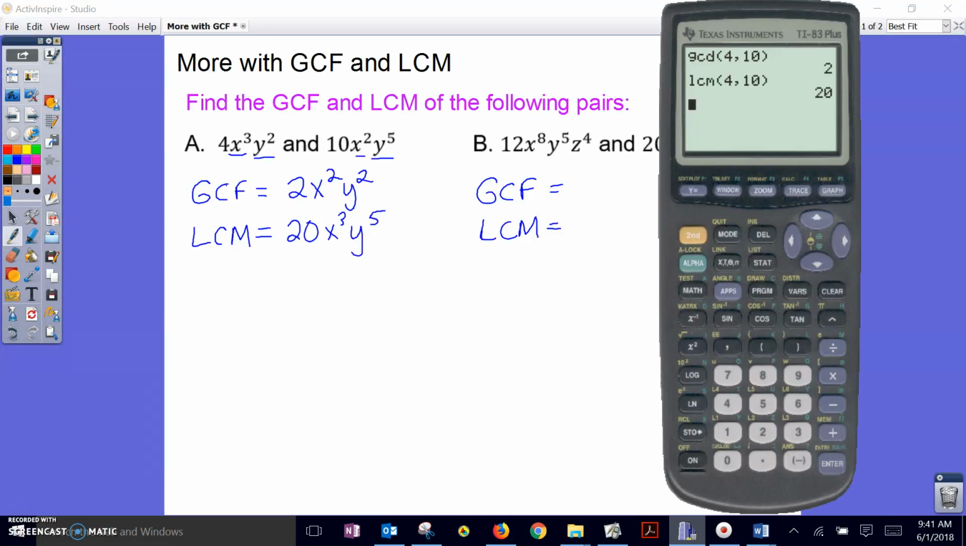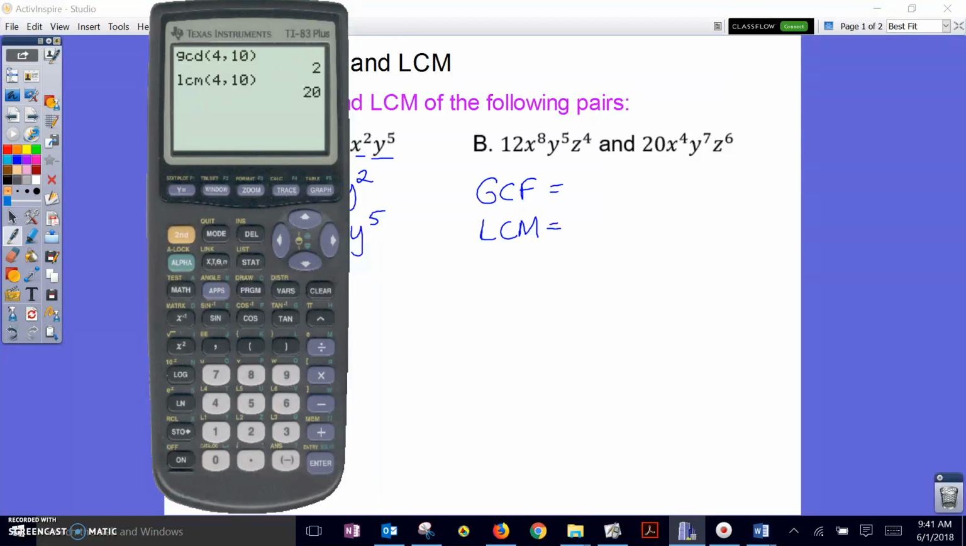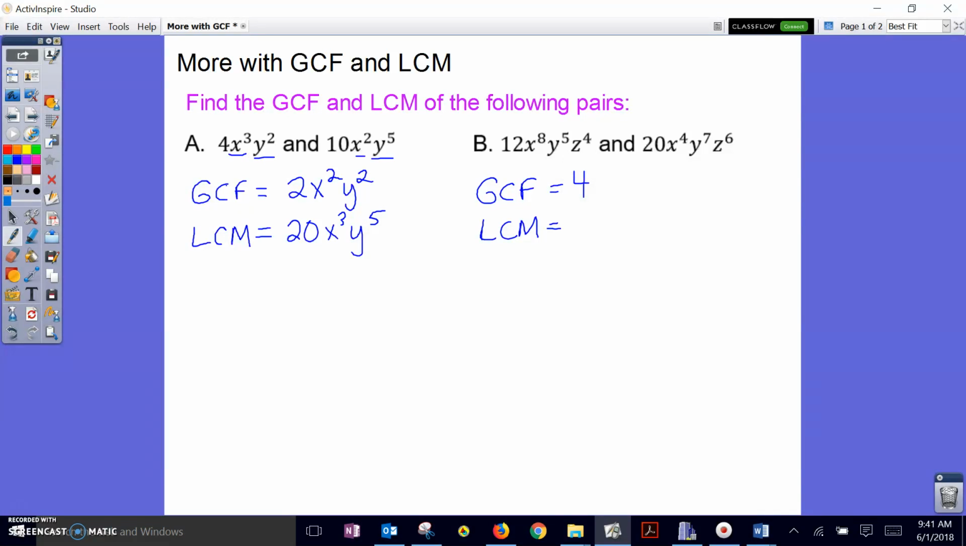Start with the numbers. Go over to our number command, and we get the GCF for 12 and 20. It's 4. Smaller than the numbers. A reminder, we want the smaller power of the variables. Look at our x's. We've got x to the 8th and x to the 4th. The smaller of those powers is x to the 4th. We've got y to the 5th and y to the 7th. The smaller of those powers is y to the 5th.